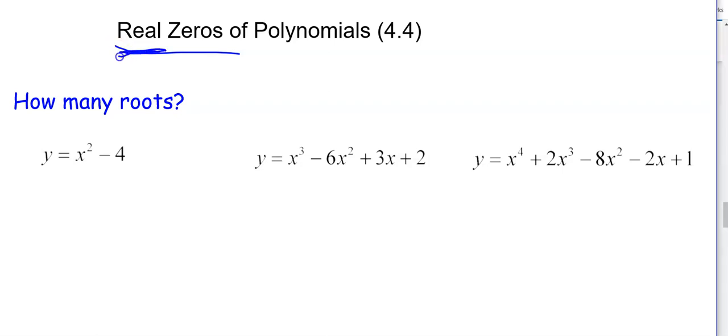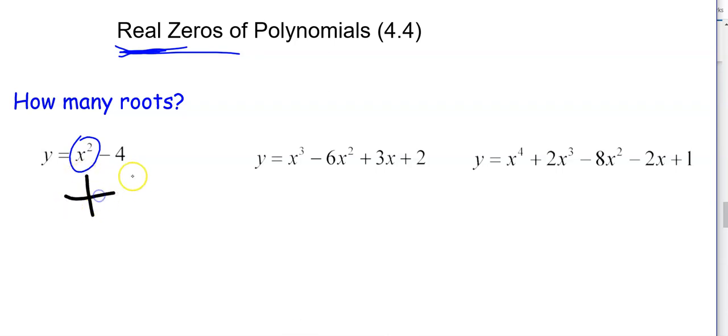Okay, we're talking about real zeros of polynomials. We'll also talk about some imaginary zeros as well, at least there could be imaginary ones. So when you see this first problem, hopefully you see that this is an x squared term, the highest degree, so you kind of know the end behavior. And you probably know how many roots it's going to have.